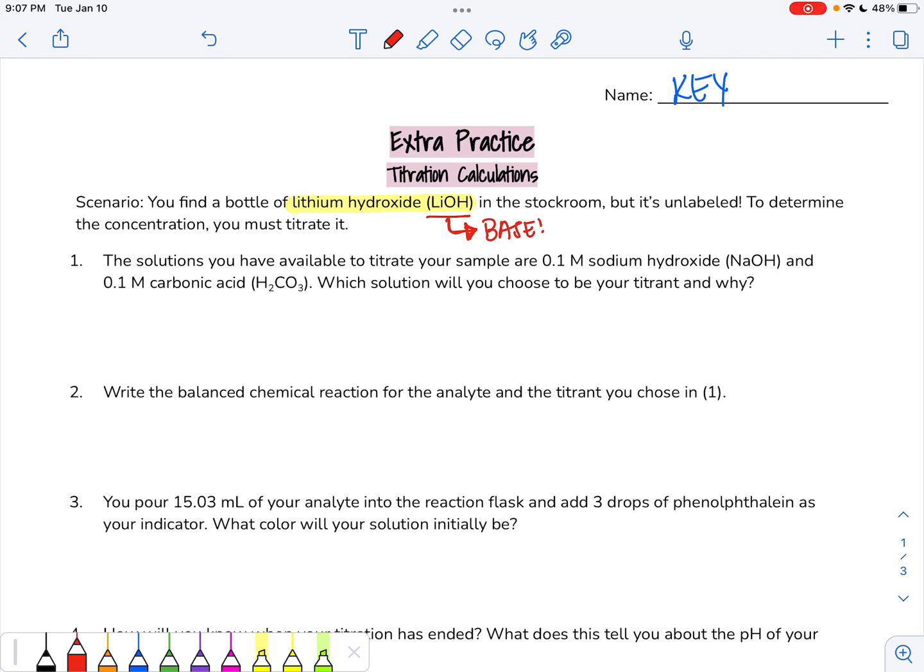The solutions that we have available to titrate are 0.1 molar sodium hydroxide and 0.1 molar carbonic acid. So lithium hydroxide is going to be our analyte here, the one that goes inside of our reaction flask, because we don't know the concentration of it. So if we want to choose our titrant, we have to pick something that's going to neutralize that base. So would we want to use sodium hydroxide or carbonic acid? Hopefully you chose carbonic acid. We for sure want to use that because if we have a base as our analyte, we need an acid to be our titrant. So we're going to want to use carbonic acid here.